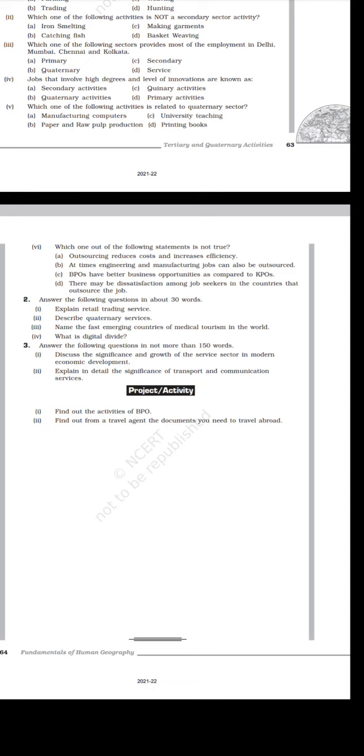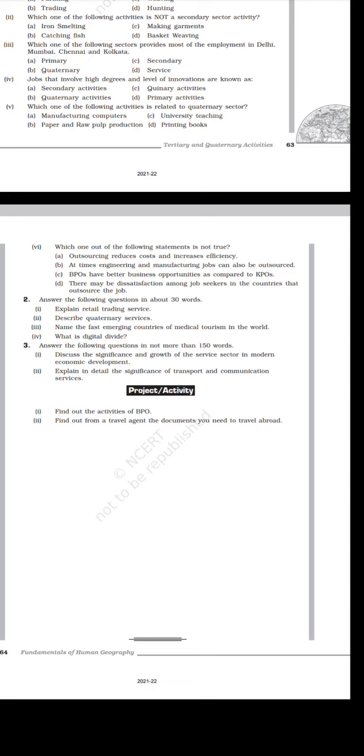Which one out of the following statements is not true? Outsourcing reduces costs and increases efficiency. At times, engineering and manufacturing jobs can also be outsourced. BPOs have better business opportunities as compared to KPOs. There may be dissatisfaction among job seekers in the countries that outsource the jobs.